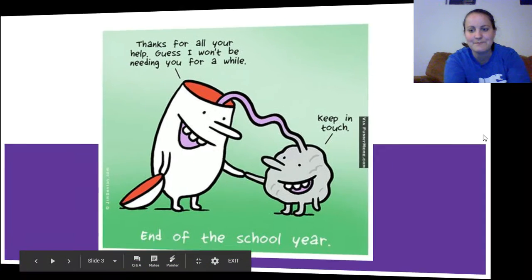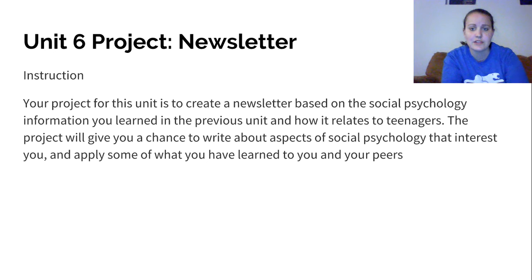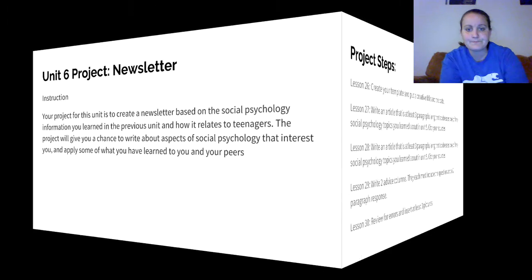So here's your requirements for your Unit 6 project. It's a newsletter. Your project for this unit is to create a newsletter based on the social psychology information you learned in the previous unit and how it relates to teenagers. The project will give you a chance to write about aspects of social psychology that interest you and apply some of what you've learned to you and your peers. So fun. You're going to take what you learned last unit and put that information in a newsletter. Now here's some specific steps that will help you be successful.